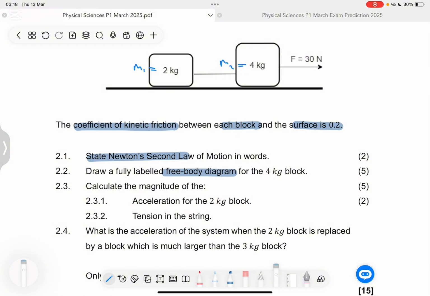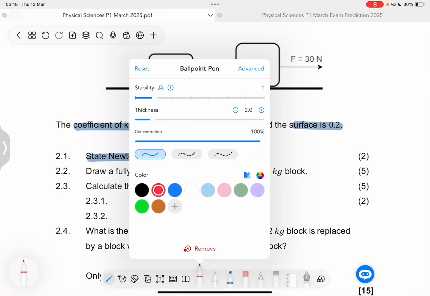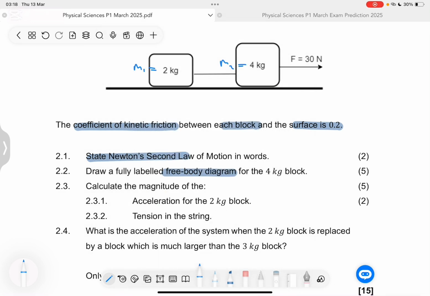Now, if we go to question 2.3, they say to us to calculate the magnitude, very important, magnitude. So that means we're not going to attach direction on our final answer. So 2.3.1, they want us to calculate the magnitude of the acceleration for the 2 kilogram block.